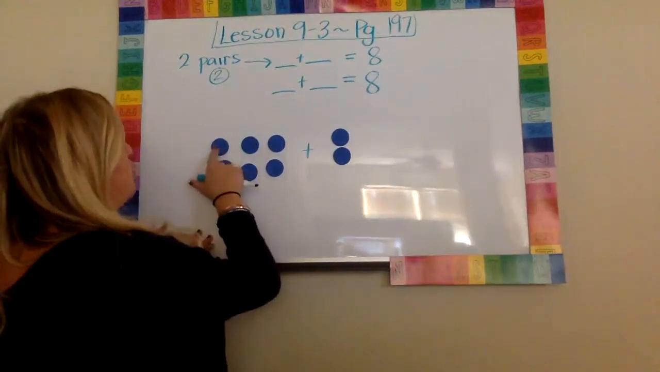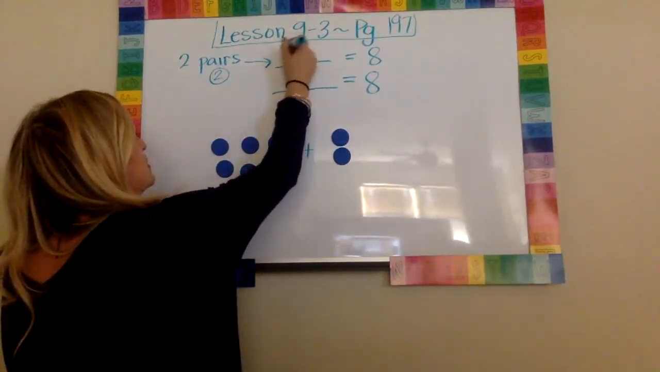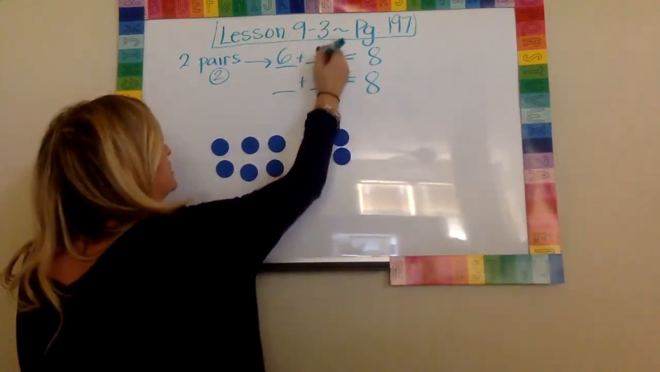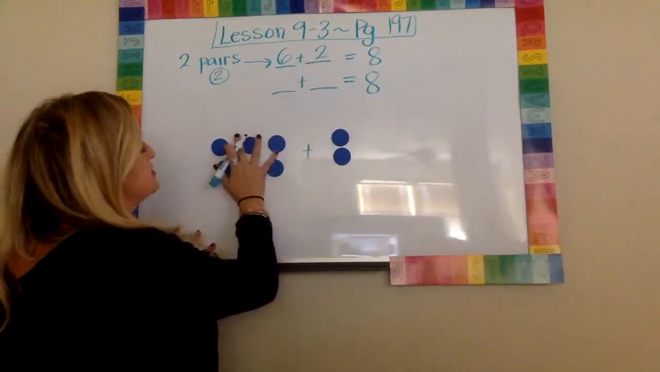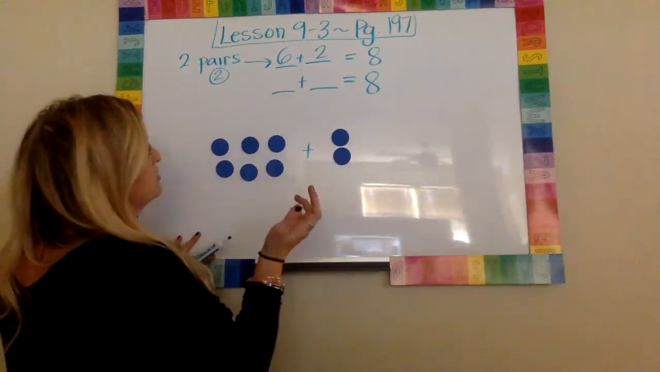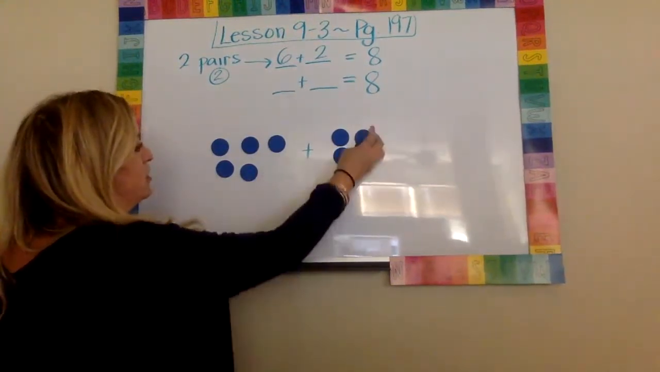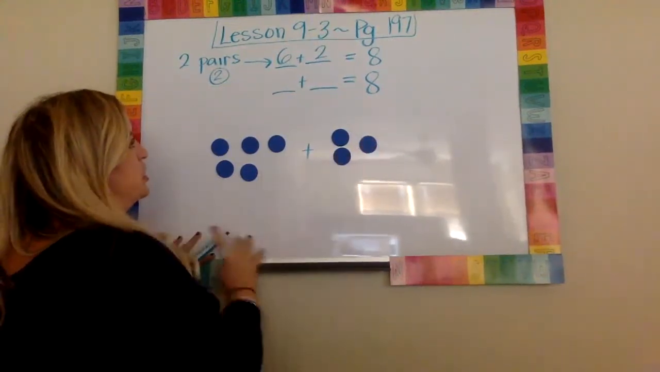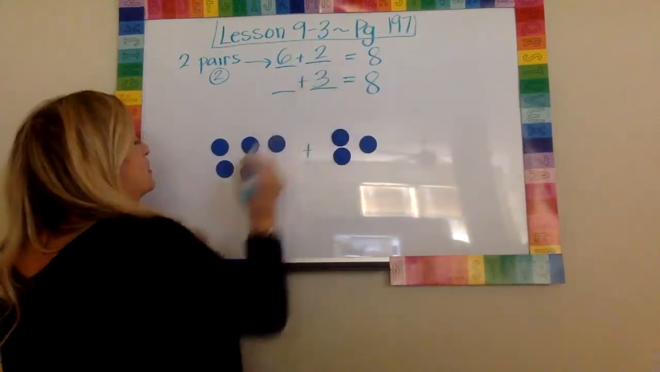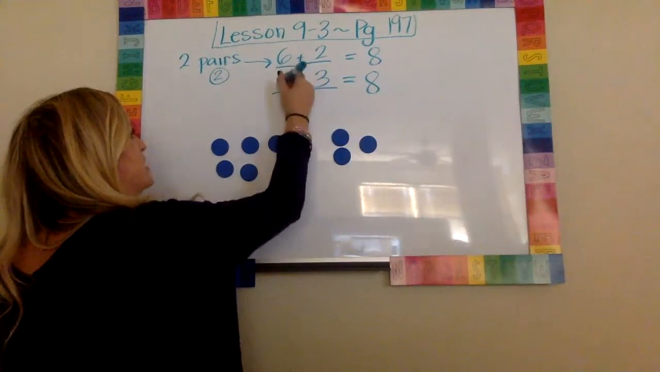So I'm going to do 1, 2, 3, 4, 5, 6 plus 1, 2 gets me to 8. 6, 7, 8. That's 1 pair that I came up with for 6 plus 2. Now another pair, I'm just going to say, all right, there you go. 1, 2, 3. 1, 2, 3, 4, 5. So those are my 2 pairs.